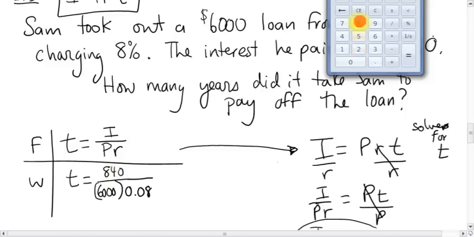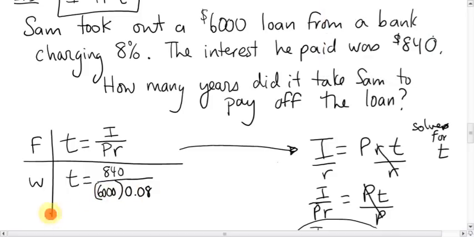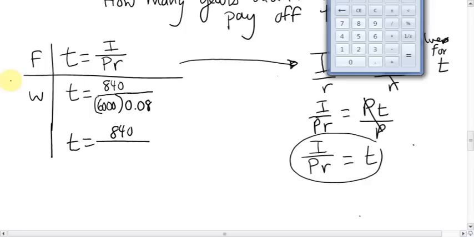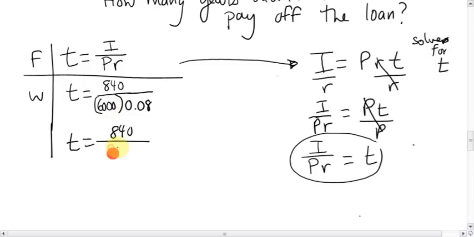840. Now here's how you do this. 840 is divided by this and that. Actually, the smart thing to do would be to figure out what's on the bottom first. 6,000 times 0.08. Should do that on the bottom first. So 6,000 times 0.08. That gives me 480. So the stuff here is 480.